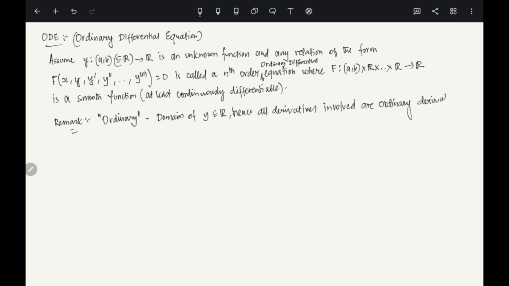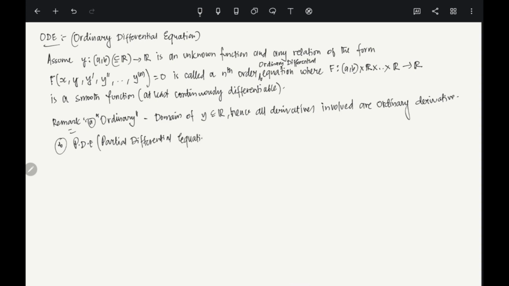If you have a function from R2 to R, then you have partial derivatives, and in that case we call it a partial differential equation, PDE. A partial differential equation is essentially a differential equation of the same sort of form, but here the unknown function will be from R2 or Rn, with Omega a subset of Rn, n greater than or equal to 2, to R. The derivatives involved will be u_x, u_y, and so on.